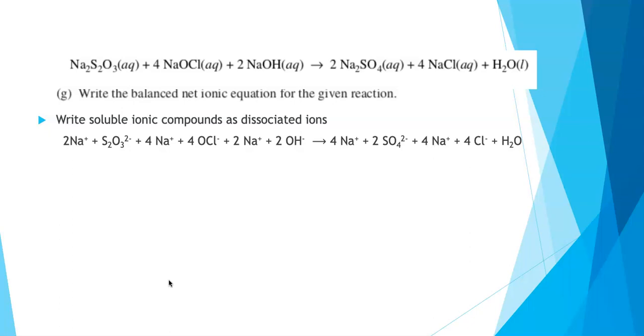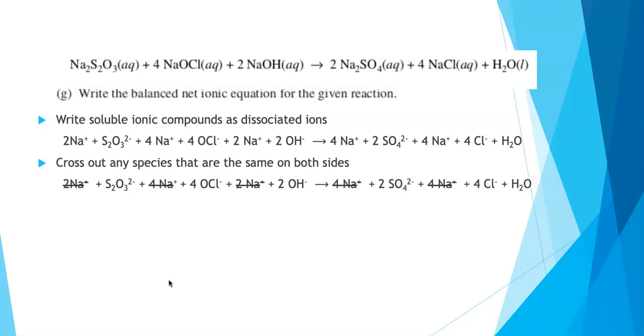On the product side, I've got a bunch of sodium ions, I've got some sulfate ions, I've got a chloride ion, and I've got the water, which is a molecule and will stay together in its molecular form. It won't dissociate into ions. And the next thing we need to do is cross out any species that are the same on both sides. So that's what I did here. And what's left is your net ionic equation. Truthfully, you can just stop right here. You've crossed them out. You've removed the spectator ions. What's left is your net ionic equation. You do not need to write it again.